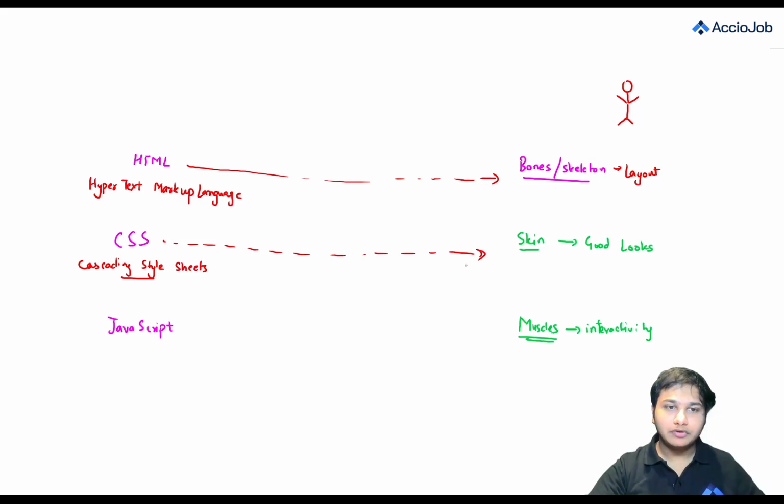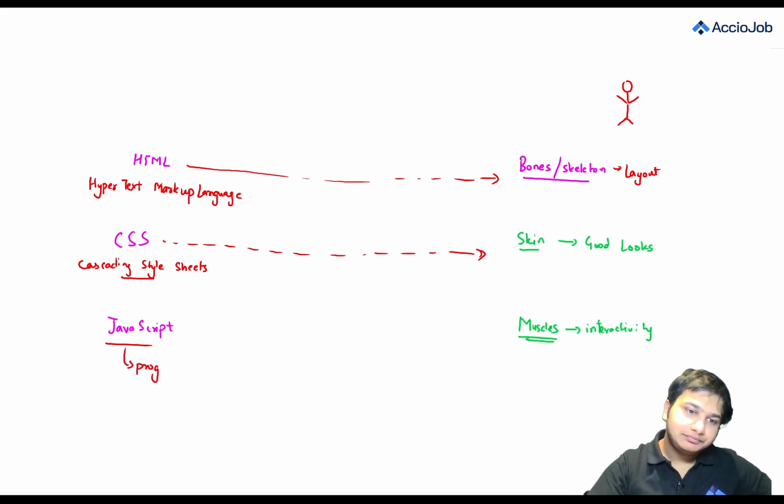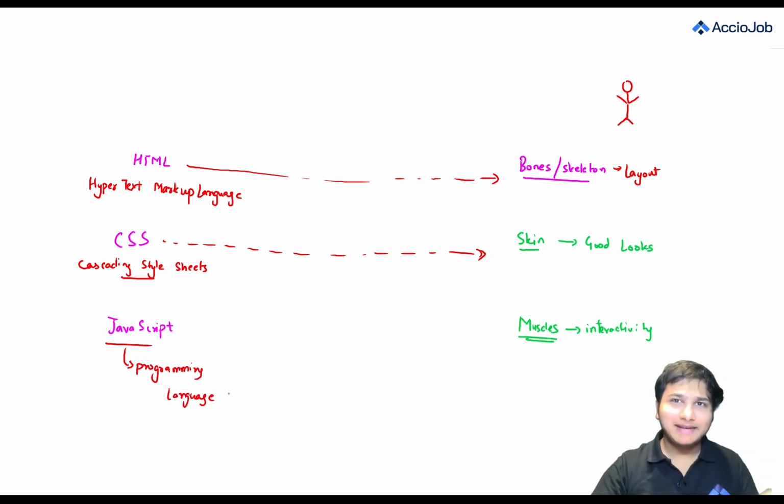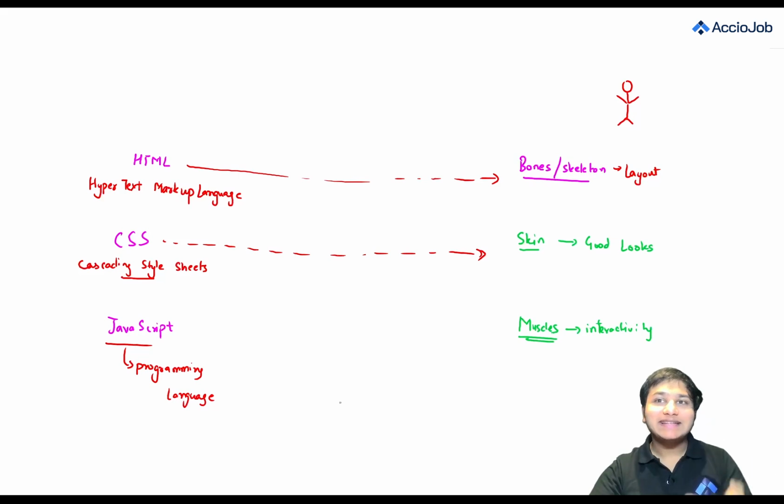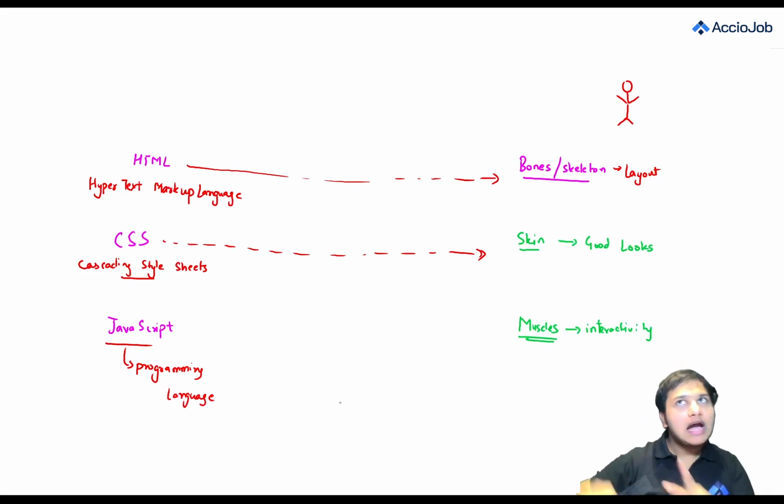Okay. Now here comes JavaScript, the strongest part of front end. JavaScript is a programming language. This programming language, just like muscles, adds interactivity and dynamic behavior to our web page. Ever wondered how we are able to log in to our AccioJob account or to our social media accounts? That is interactive features like form validation and handling user interactions.